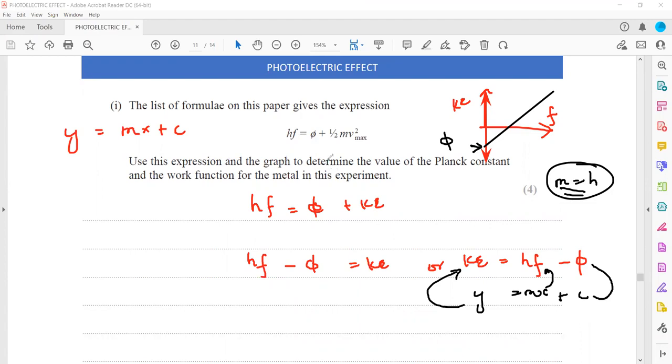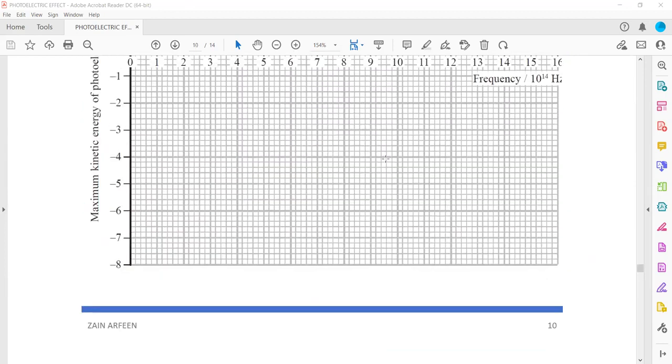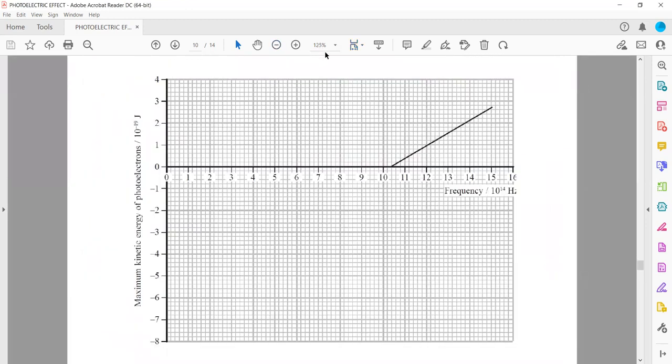So the question is, use this expression and the graph to determine the value of Planck's constant. What will be the value of Planck's constant? The gradient will be equal to the value of Planck's constant. And how do we work out the work function of the metal used in this experiment? We have this graph, so we extend it, using a ruler to draw a straight line, and the point where it intersects the y-axis, that is the negative y-intercept, will give us the value of the work function, not Planck's constant. Planck's constant should be the gradient.